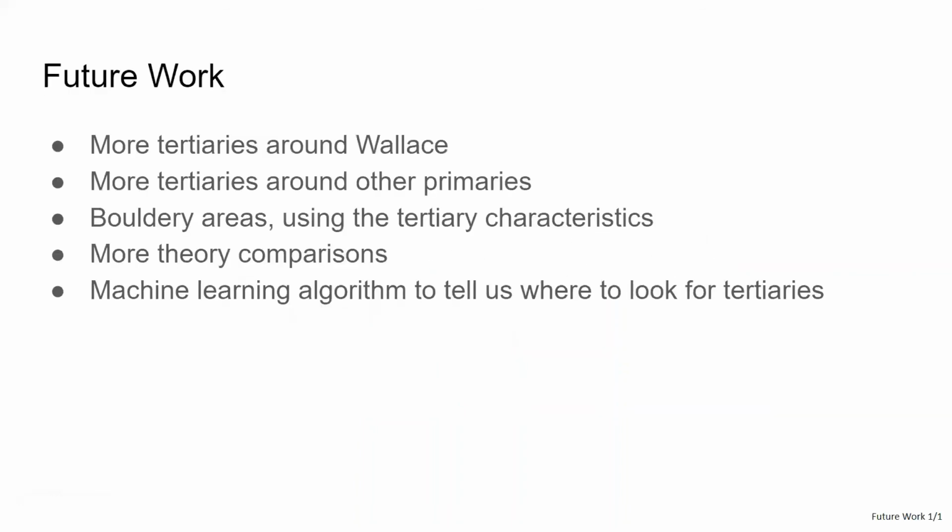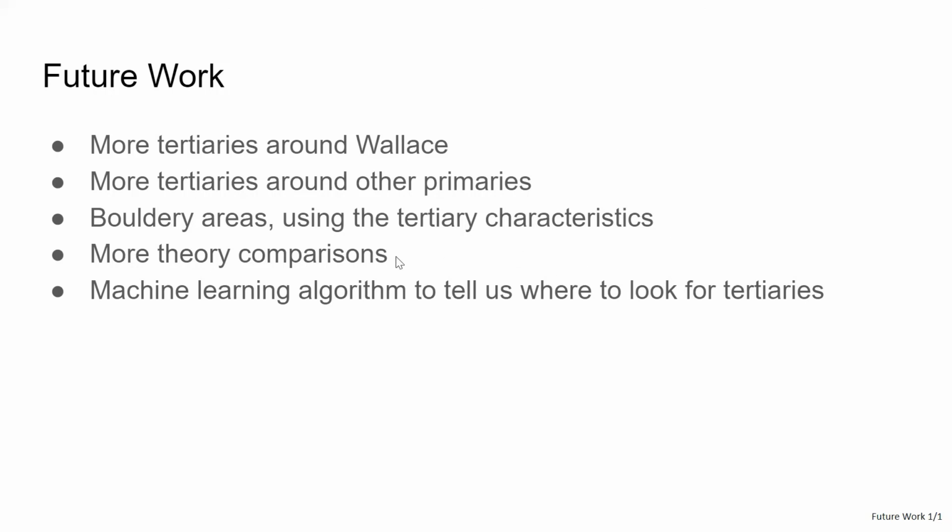So let's talk about the future. Obviously I'm going to look for more tertiaries around Wallace. And then I'm going to look for more tertiaries around other primaries, especially small fresh ones. And we know that they appear in places with boulders. So I could simply look for places with boulders and then look around those using the tertiary characteristics that we've outlined here. In addition, I'm going to do more theory comparisons.